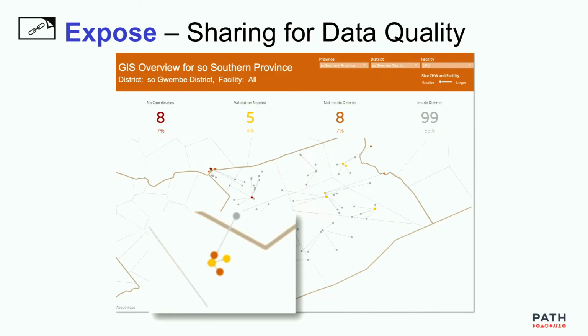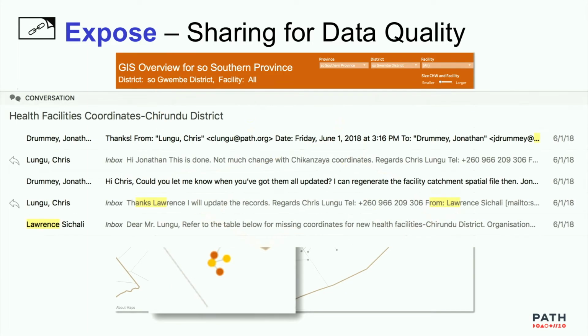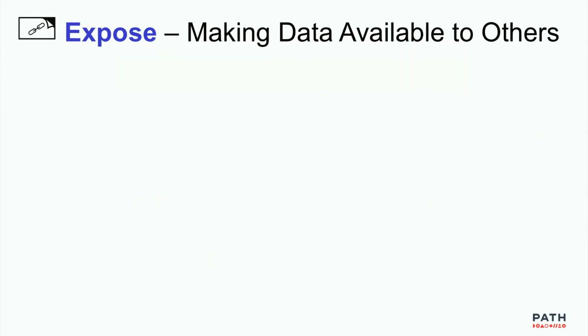So being able to flag this and show this then led to the district health information officer going around to the health facilities with his cell phone and Google Maps and taking the latitude and longitude, and then it kicked off this whole email thread for us to cleanse the data. So by exposing this really early on, we're empowering hundreds of people to be involved in cleansing the data, and it's not just up to poor me. So that's another aspect of Expose.